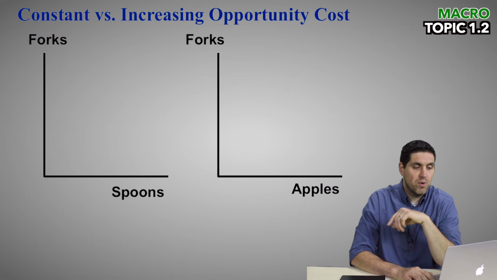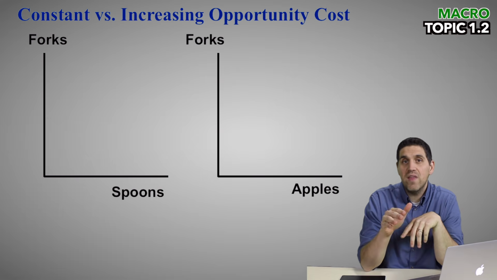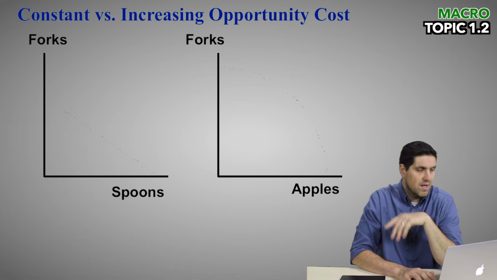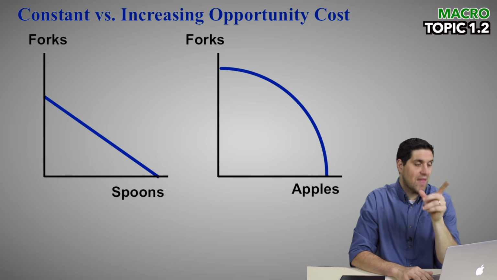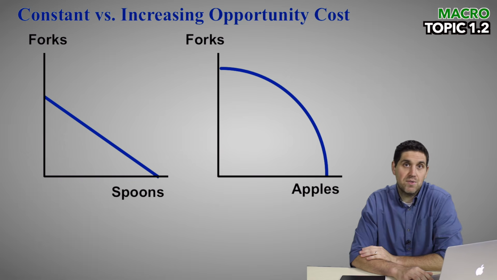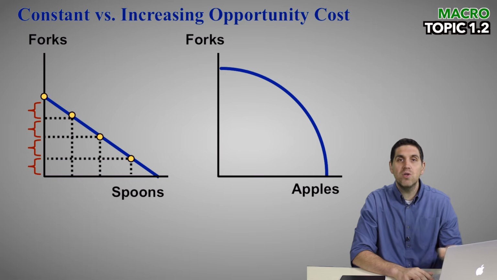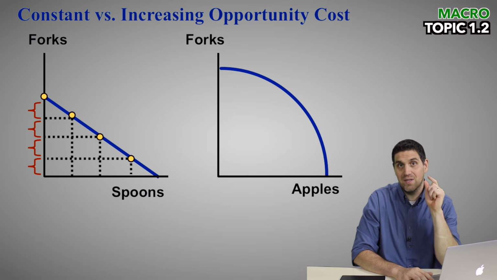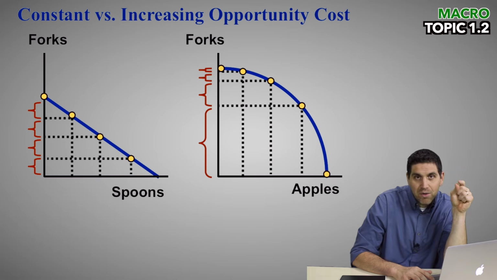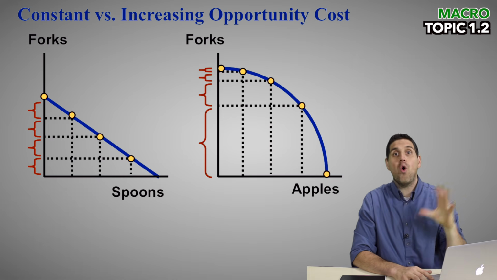We've got forks and spoons, forks and apples. Which one of these is a straight line and which one is a bowed out curve? Well, right here, forks and spoons is a straight line, that's constant opportunity cost. And the bowed out one, forks and apples, that's increasing opportunity cost. The idea here is you produce more and more spoons, you're going to give up the same amount of forks each time. But as you produce more and more apples, you're going to give up a little bit of forks and more forks and more forks and a whole lot of forks.